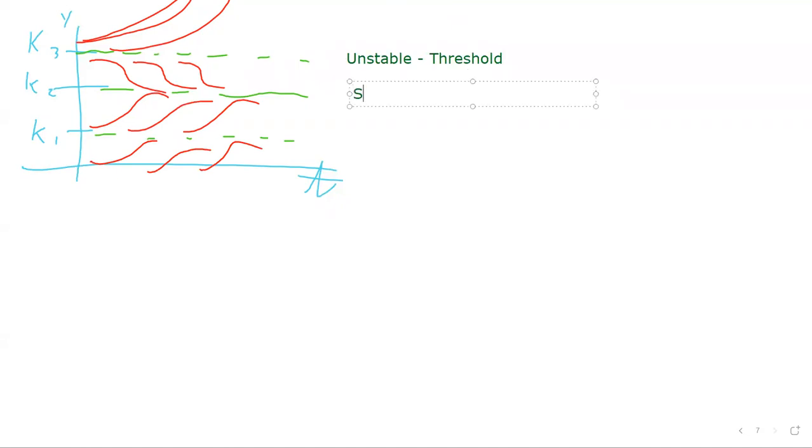K2 will be asymptotically stable. And it's not a threshold because everything's coming towards it. So it doesn't matter if you start above or below, it's going towards it. No distinction.